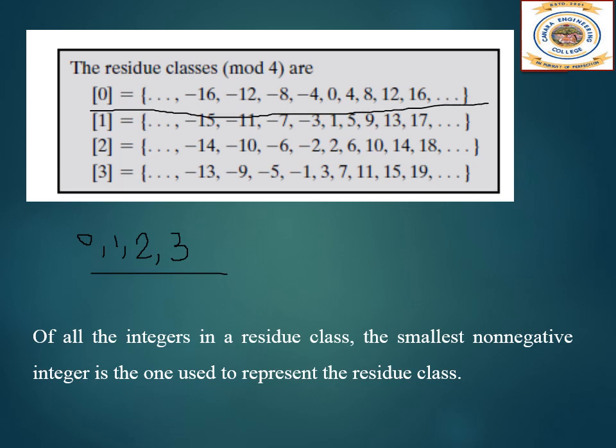Next, if I consider 1, when do I get 1 as a remainder? 1 mod 4 gives 1. 5 mod 4 gives 1. 9 mod 4 gives 1. Also 13 mod 4, 17 mod 4. Also the negative numbers minus 3, minus 7, minus 11, minus 15. These are the numbers where I get 1 as the residue. I hope you have understood this concept.